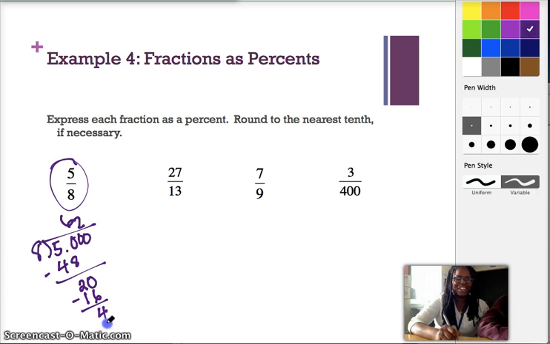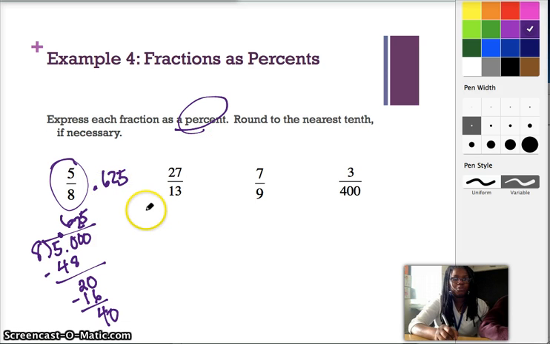And then I'm going to subtract 4 and bring it down. And as Ann said, it goes in 5 times. The problem here is I didn't put the decimal, but the decimal's right there. And so this is equal to 0.625. But no one asked me for the decimal. They asked me for the percent. So how do I change a decimal to a percent? Easy. Two spaces to the right.